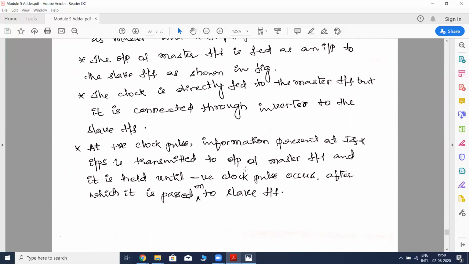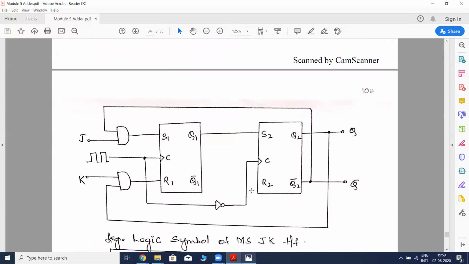At the positive clock pulse, the information present in the J and K inputs is transmitted to the output of the master flip-flop and held there. After that, when the negative clock pulse arrives, it is passed on to the slave flip-flop. That is how it works.